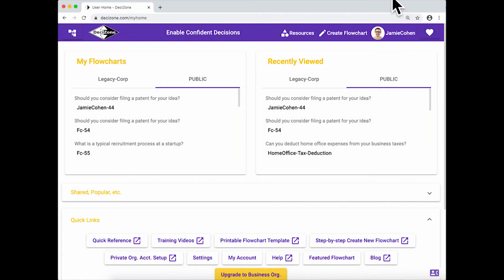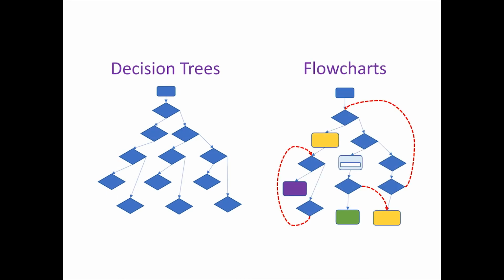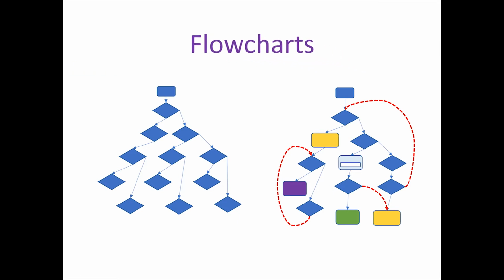Most of your interaction in Decision will involve viewing or creating decision trees and flowcharts. Decision trees are very similar to flowcharts, except flowcharts can be more prescriptive and can include features like loopback logic. For our purposes, going forward, we are going to refer to both of them as just flowcharts.